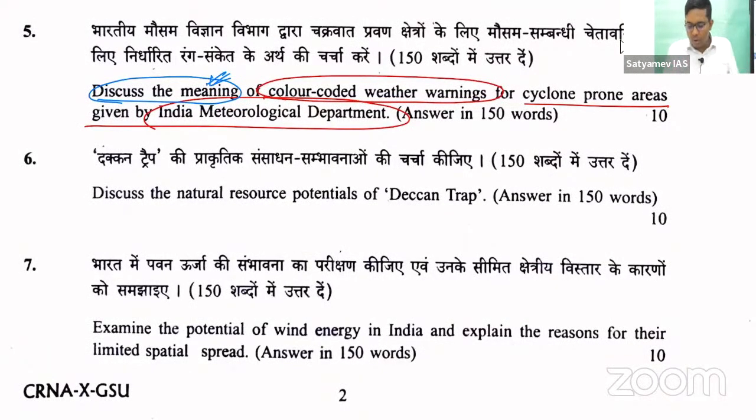of color coded warning for cyclone prone areas given by IMD. So you can talk about the meaning of different colors for cyclone prone areas: yellow is least vulnerable, green is moderately vulnerable, red is highly vulnerable, and blue is also vulnerable. All right, so a strategic action plan should be there with respect to blue.